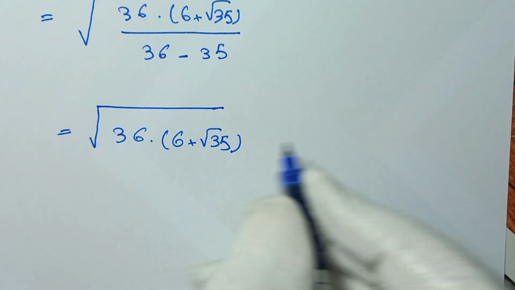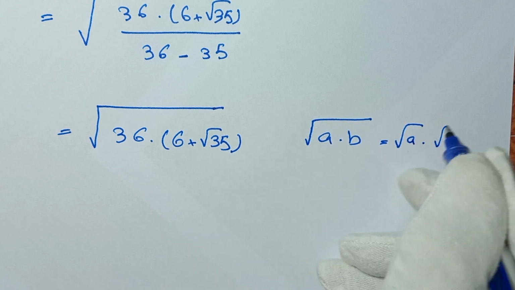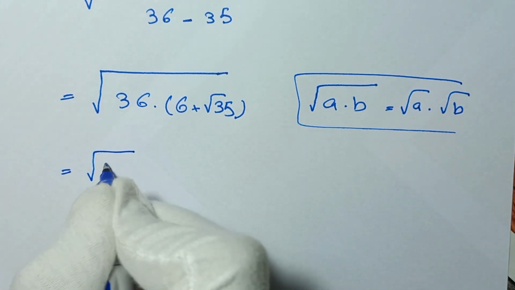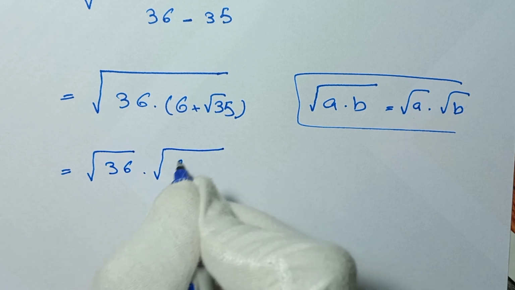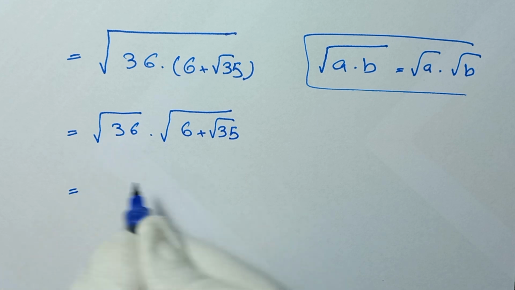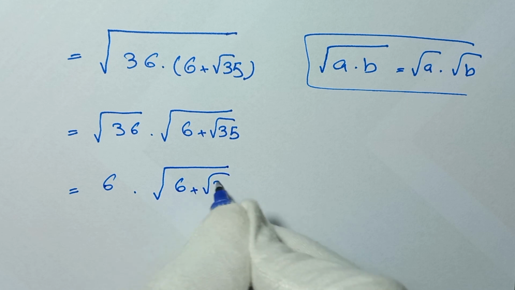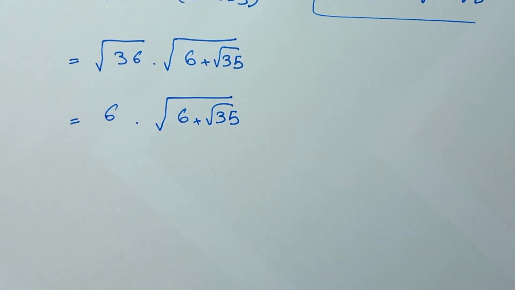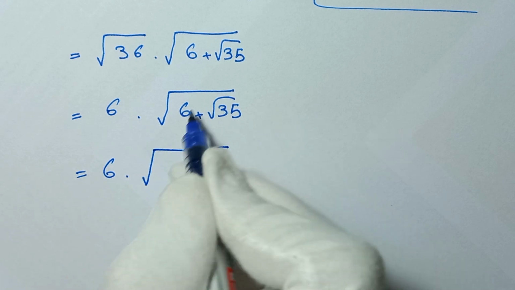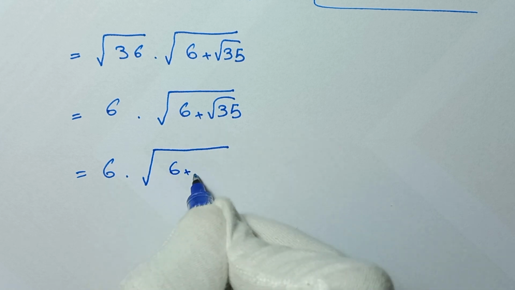As you know, if we have the square root of a times b, we can write this as the square root of a times the square root of b. So we can write this as the square root of 36 times the square root of 6 plus the square root of 35, and the square root of 36 is 6, so we get 6 times the square root of 6 plus the square root of 35. In the next step, we multiply and divide this by 2.